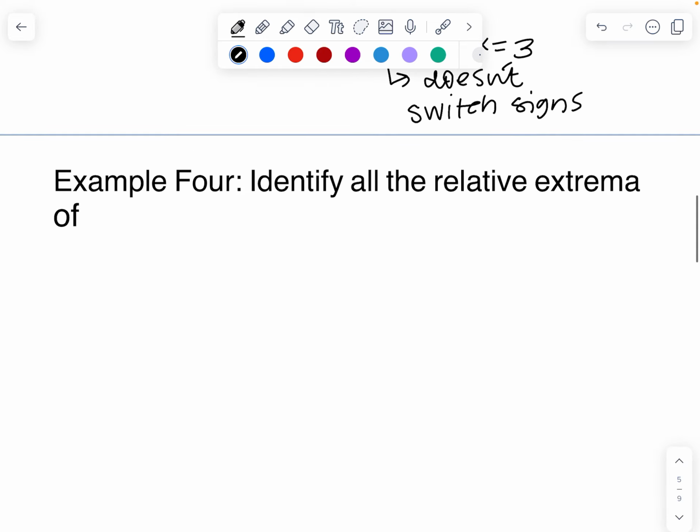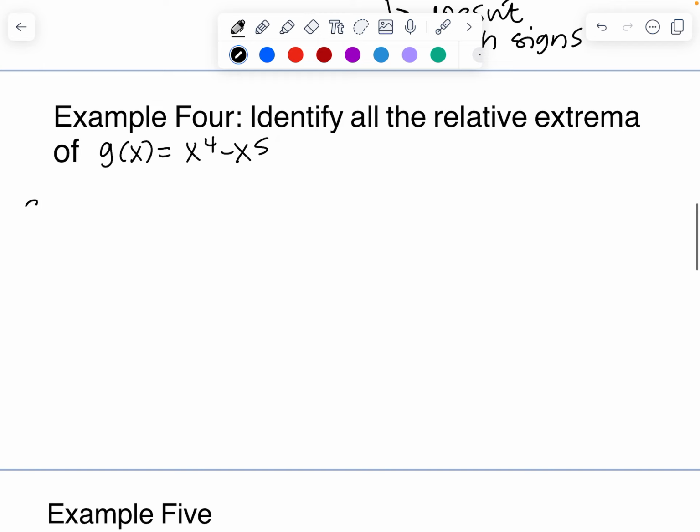Okay, going on to the next one. Example 4 says identify all of the relative extrema of g of x equals x to the 4th power minus x to the 5th power. So again, we need the first derivative to figure this out. The first derivative is 4x cubed minus 5x to the 4th power.